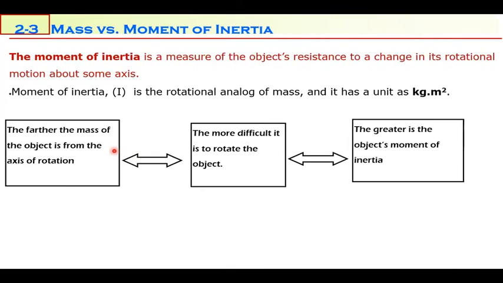So in translational motion, we have mass. In rotational motion, we have moment of inertia. And its unit is kilogram times meter squared. We are going to learn why it is like this when we see the equations. And as I said, the farther the mass of the object is from the axis of rotation, the more difficult it is to rotate the object and the more difficult it is to stop the rotation. Why? Because the greater the object's moment of inertia.